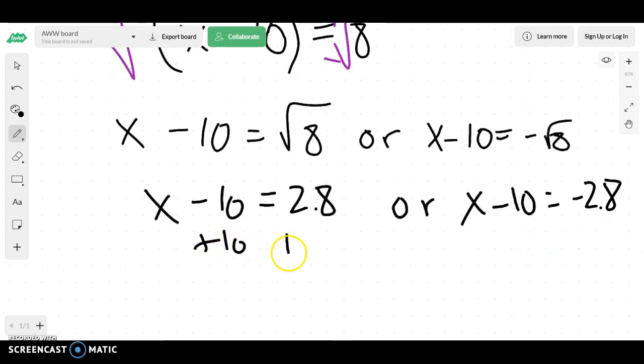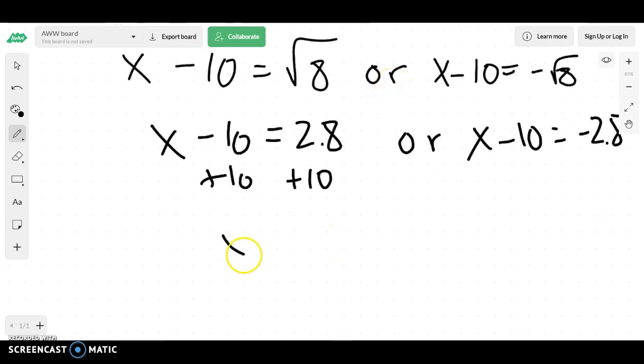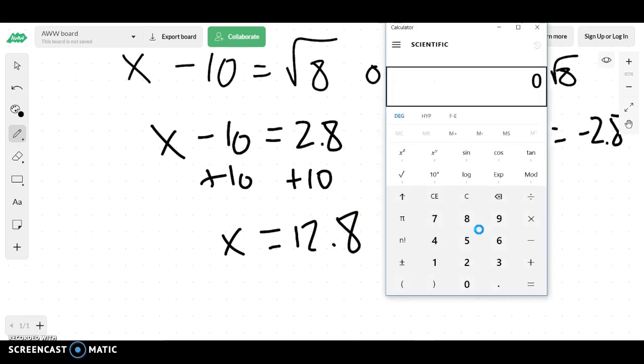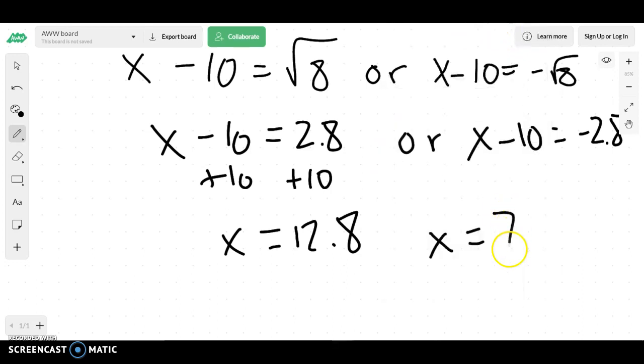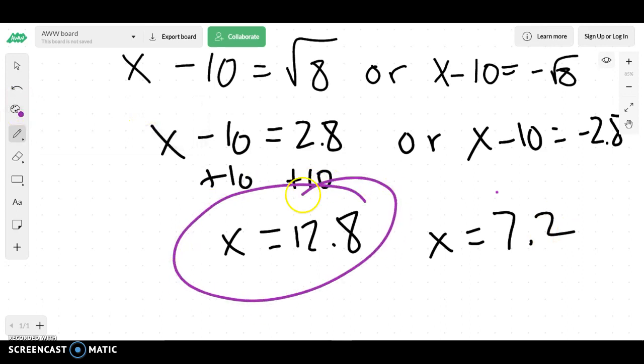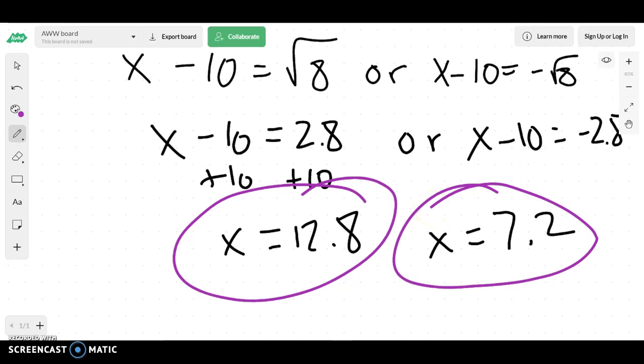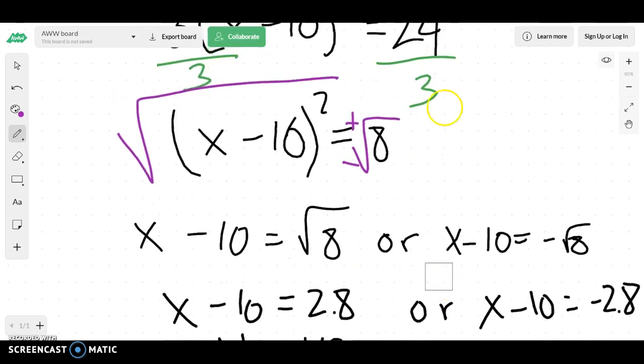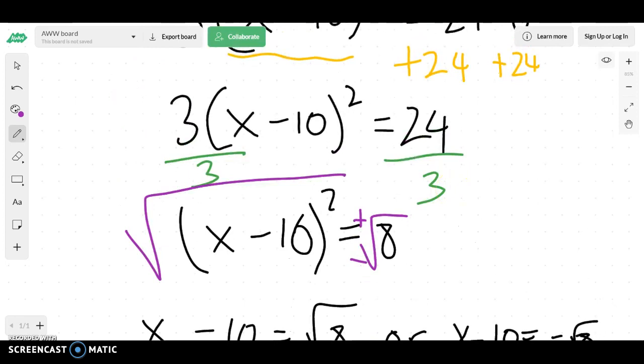I would add 10 to both sides. And then I'd have x equals 12.8 on this side, or that x is equal to whatever negative 2.8 plus 10 is, which is 7.2. Notice how these are not the same answer, right? Like every single time before, we've had a positive answer and a negative answer. In this situation, we won't have the exact same answer.